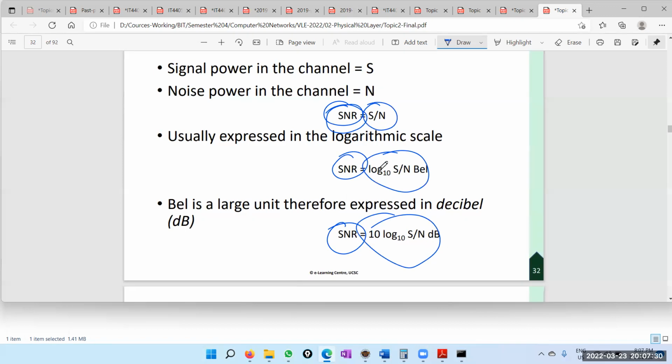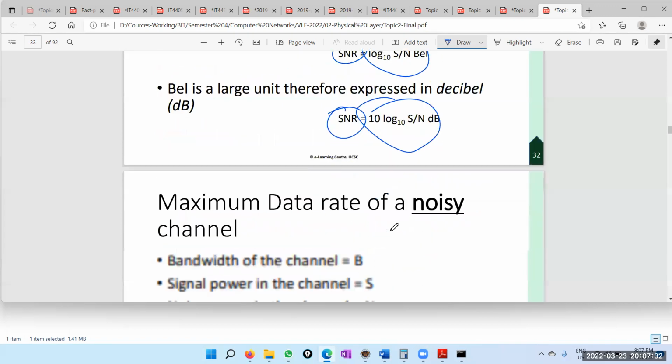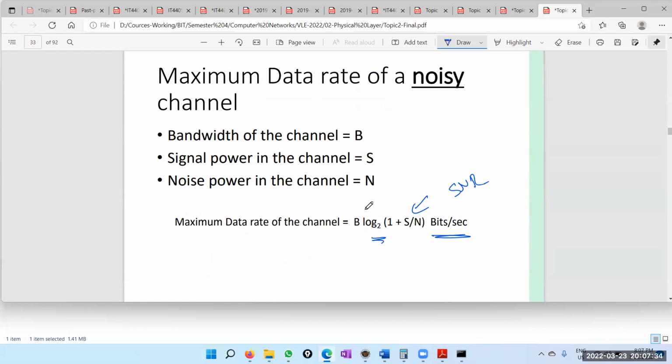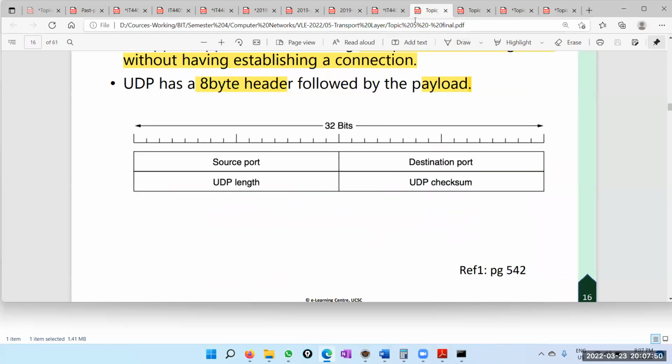So therefore this is the SNR formula. In the capacity formula it is log 2. It's very important. Log 2 (1 plus signal to noise ratio). So what they have given you is the signal to noise ratio. Now let's get back to your question.